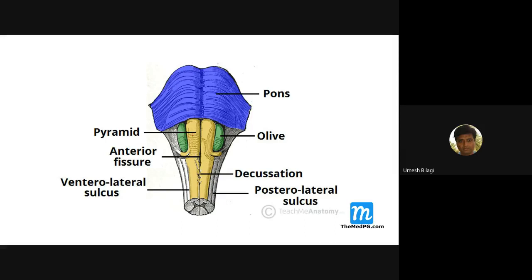This is a pyramid where you get the corticospinal tracts. And there is an olive here. This is the olive. There is a connection between the olive and the cerebellum. I'll come to what the olive is on a later day. They are concerned with motor coordination.